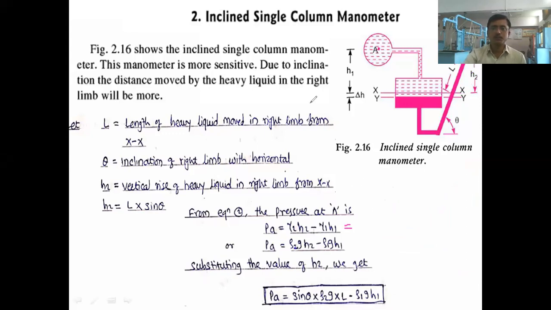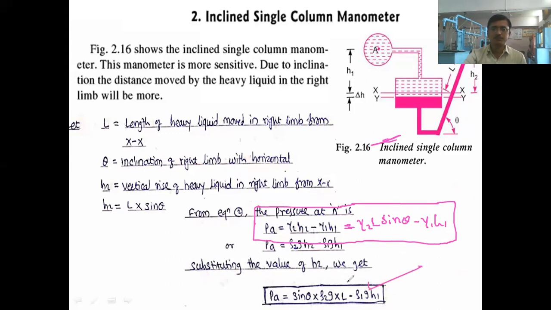Okay, so write the title, draw this diagram, write this equation. In that equation, one step I am adding at this place: gamma 2 L sin theta minus gamma 1 H1. Write this equation. And if you want to write this equation in terms of mass density, you can write it like this. Do it fast.